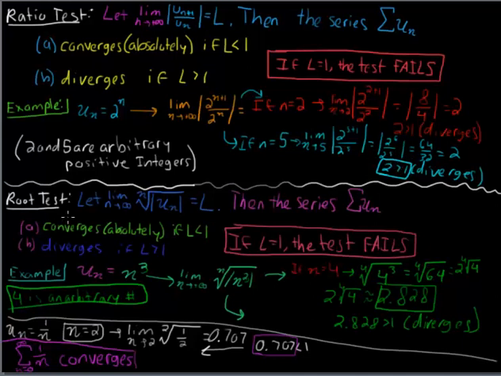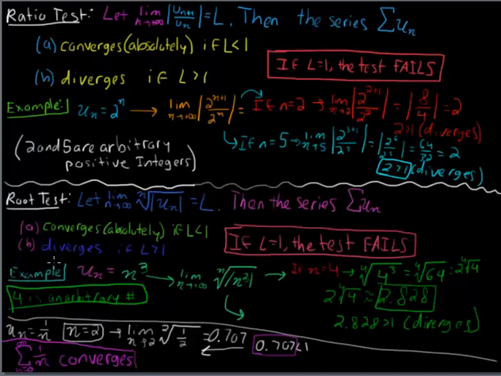Now, that was the ratio test. This is the root test. Let the limit as n approaches positive infinity of the nth root of the absolute value of u sub n equal L. Then the series of u sub n converges absolutely if L is less than 1 and diverges if L is greater than 1. If L equals 1, the test fails again.